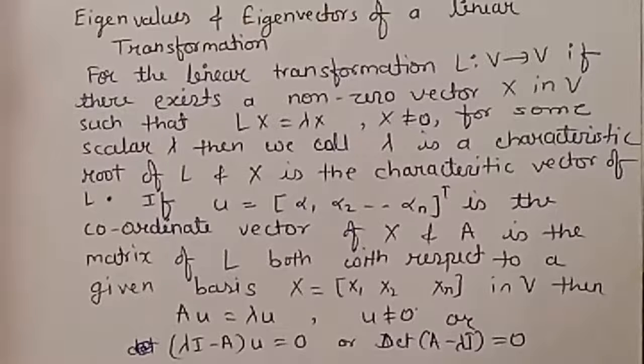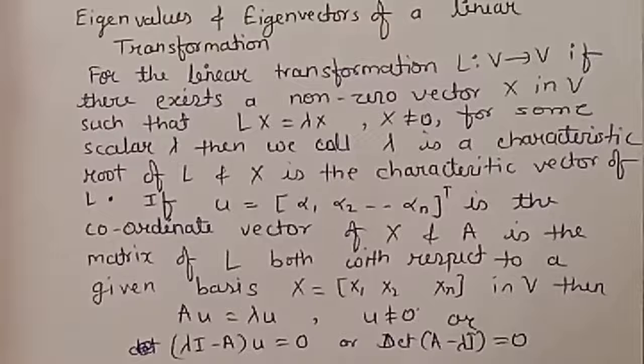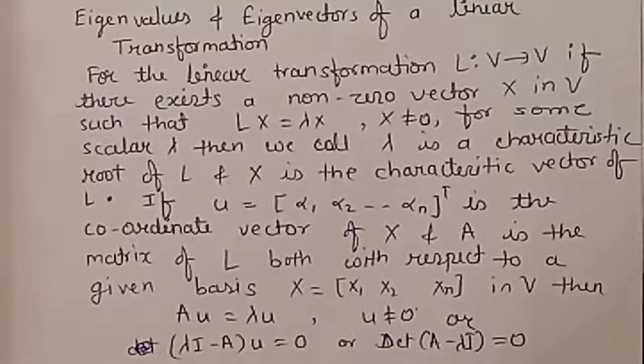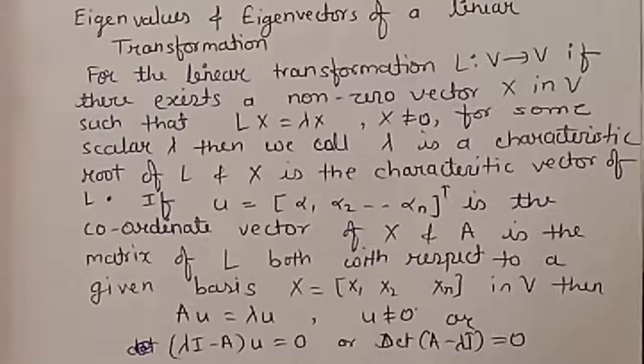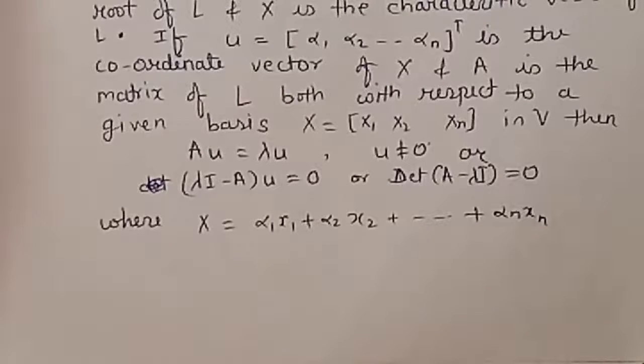Now if u is equal to alpha 1, alpha 2, up to alpha n, transpose, is the coordinate vector of x and A is the matrix of L, both with respect to a given basis in V, then Au is equal to lambda u, where u is not equal to 0. Then we can write (lambda I minus A) u is equal to 0, or determinant of A minus lambda I is 0. This is the characteristic equation, and we have x as alpha 1 x1 plus alpha 2 x2 plus up to alpha n xn. So this is all about eigenvalue and eigenvector of a linear transformation.